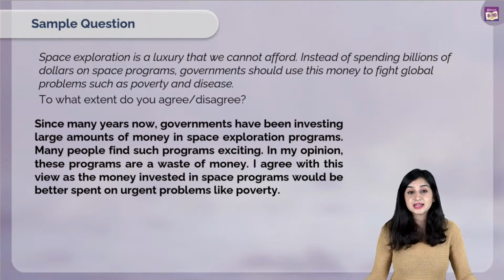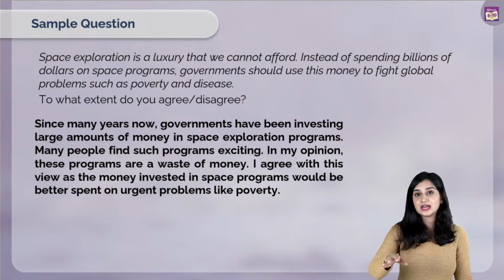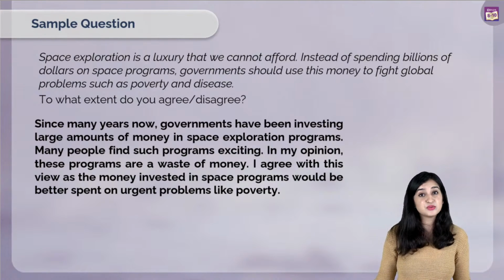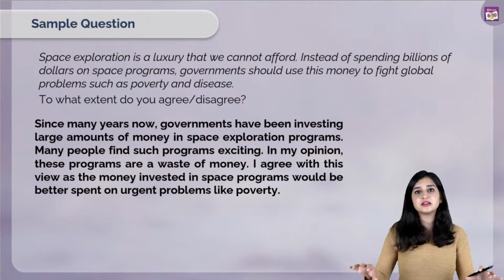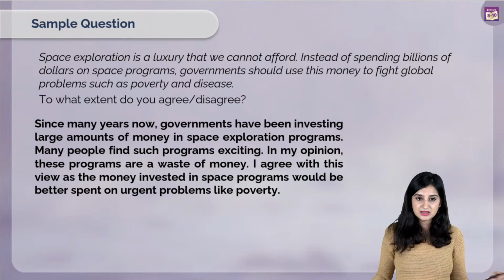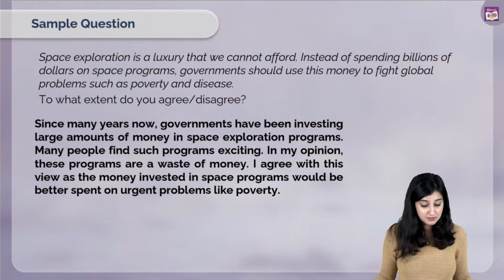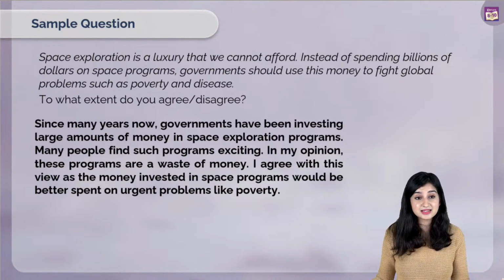Okay, so the first sentence that we write in our introduction is, since many years now, governments have been investing large amounts of money in space exploration programs. This is to get everybody on the same page. The reader probably doesn't know that a lot of money is spent on space exploration, so you're just giving that information so that the reader knows what you're talking about. Okay. So after we have given that basic information, we can say many people find such programs exciting. So there are people who think these programs are useful and exciting.